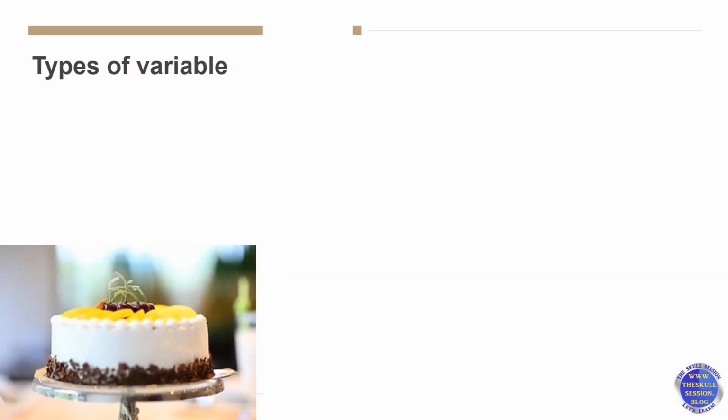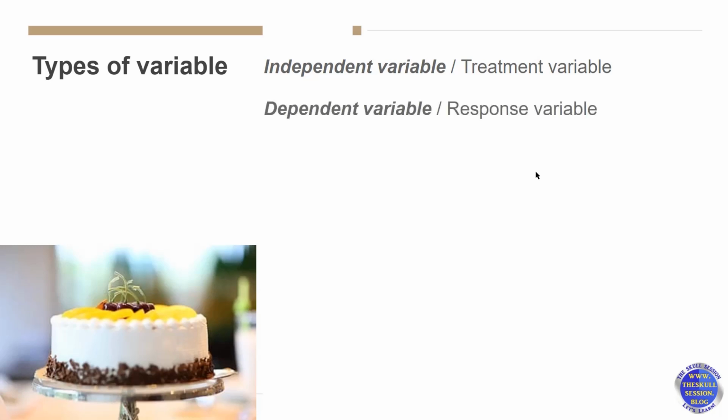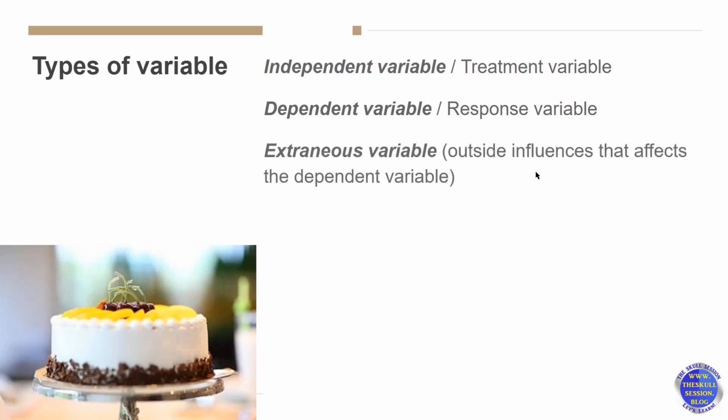The next important concept is the types of variable. The first type of variable is independent variable. It is also called a treatment variable. The second type of variable is the dependent variable or response variable. The third type of variable is extraneous variable. As the name suggests, it is an outside variable, which means the variable is outside the field of study, but it is affecting the dependent variable.